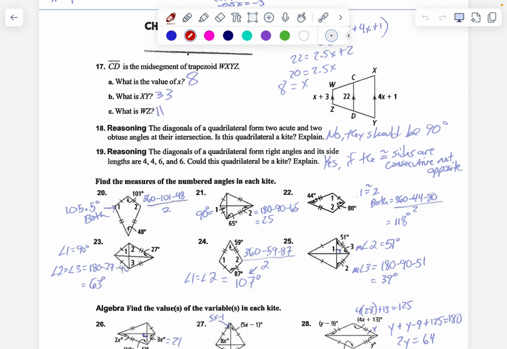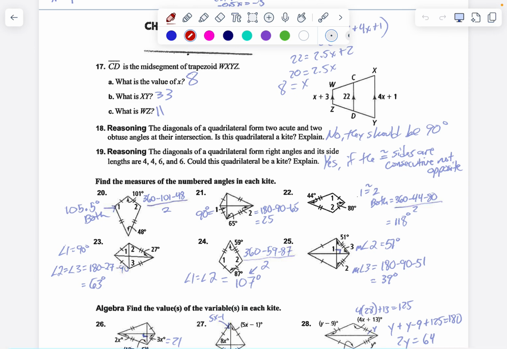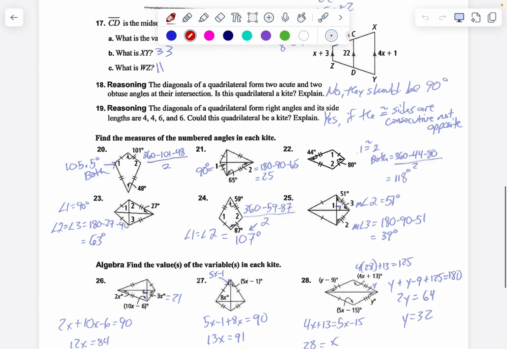19, the diagonals of a quadrilateral form right angles and its side lengths are 4, 4, 6, 6. Could this be a kite? Sure. If those congruent sides are consecutive, not across from each other, then yeah. Number 20, 105.5 for both those angles. Those are the congruent ones. And for that, we just took the interior angle sum and divided it by 2 to split it.